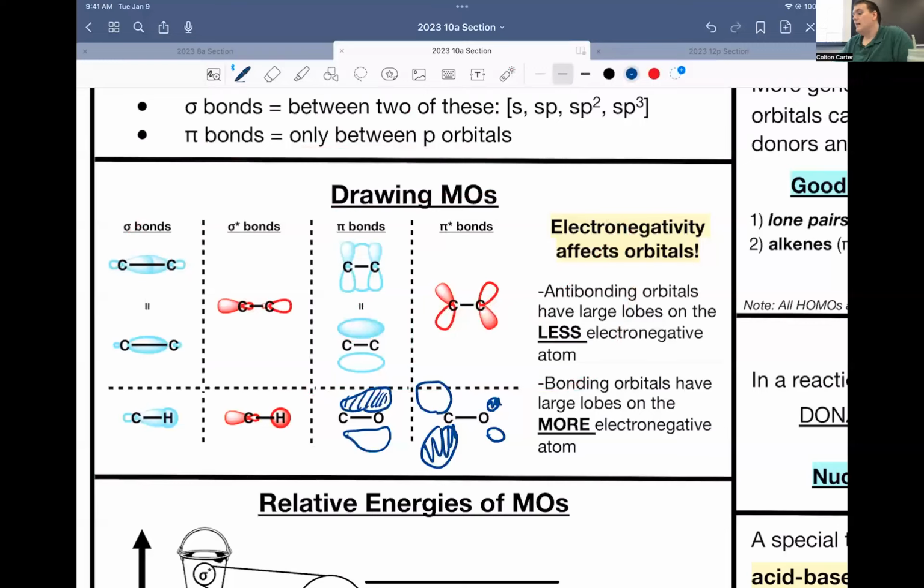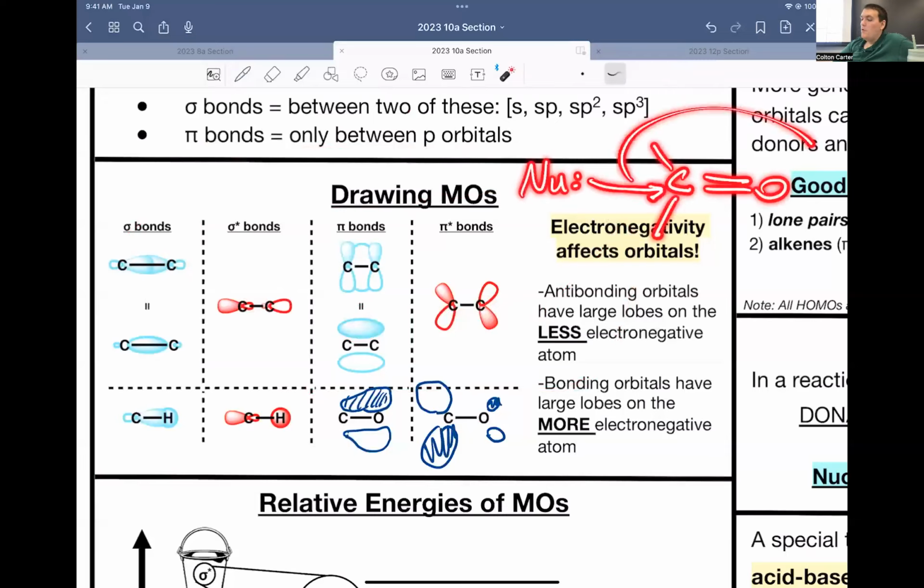So let's say you are a nucleophile and you want to attack a carbonyl. So you're a nucleophile, you have electrons, you want to attack this carbonyl. You could hypothetically attack the carbon or the oxygen. But either way, when you're doing the attack, where are you putting the electrons? Into what orbital?